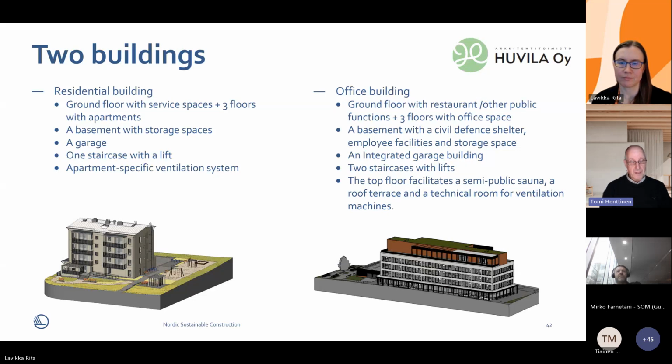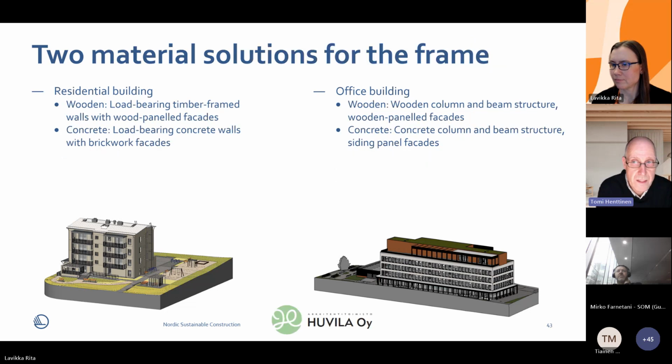Both of these buildings also were located in a real site, which was given by the city of Järvenpää here in Finland. Besides 2 buildings, we had 2 material solutions for the frame. So we had wooden structure and concrete structure. In the residential building, there were load-bearing timber-framed walls with wood-paneled facades. The concrete was quite traditional, load-bearing concrete walls and brickwork facades. In the office building, it was a wooden column and beam structure with wooden paneled facades, and a concrete column beam structure with siding panel facades.